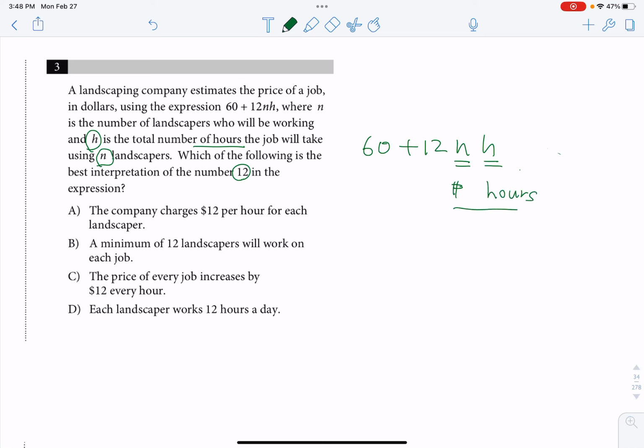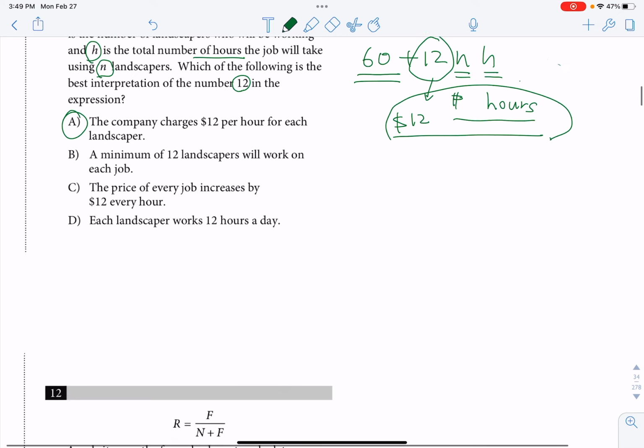Then each landscaper will receive $12. In that way, this whole expression 12NH represents the total amount of money that N landscapers will receive, and $60 represents the initial charge. So 12 is the amount they receive per hour for each landscaper. So it's going to be A.